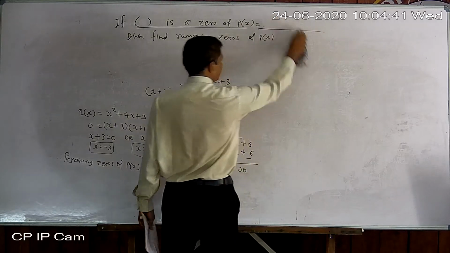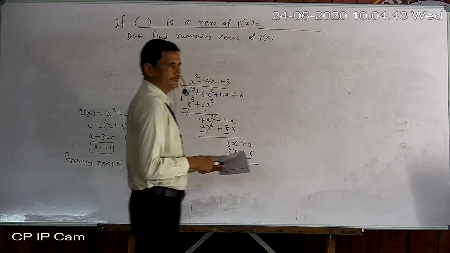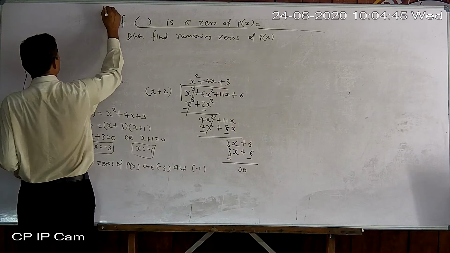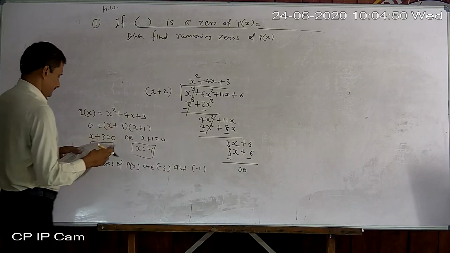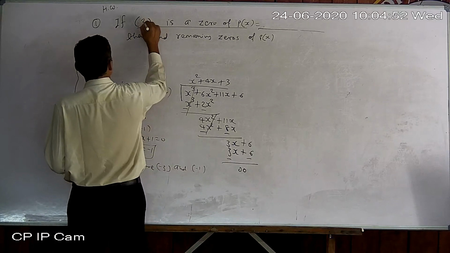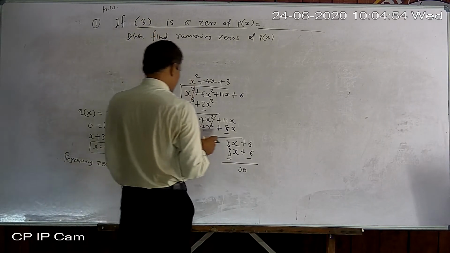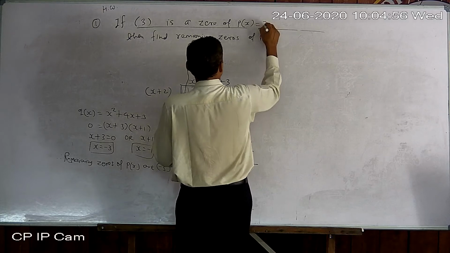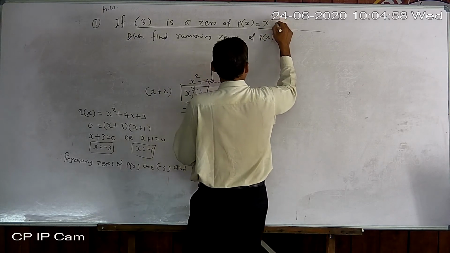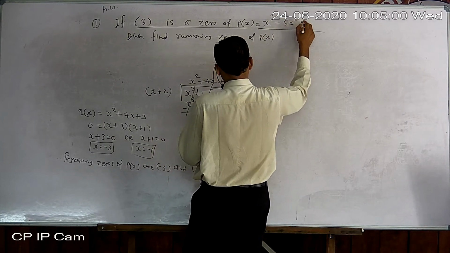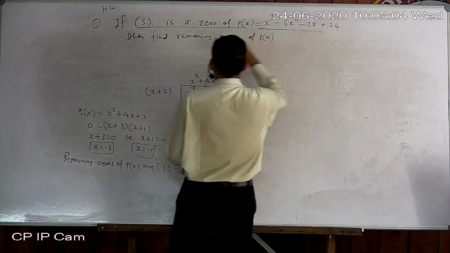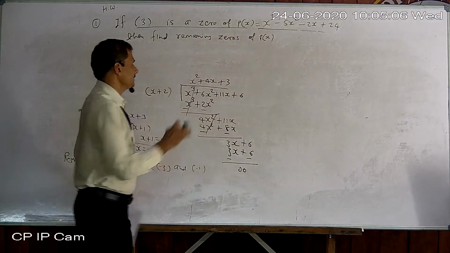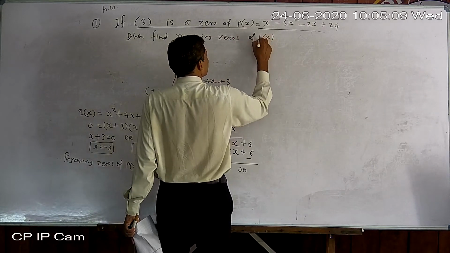This is the first sum in the homework. Homework, first one. Okay. 3 is a zero of the polynomial P of x equals x cube minus 5x square minus 2x plus 24. Then find the remaining zeros of P of x.